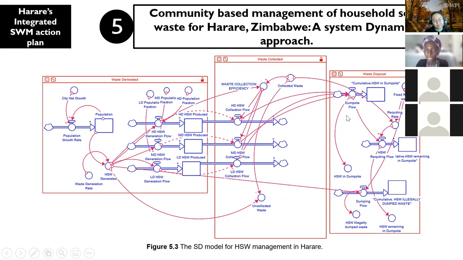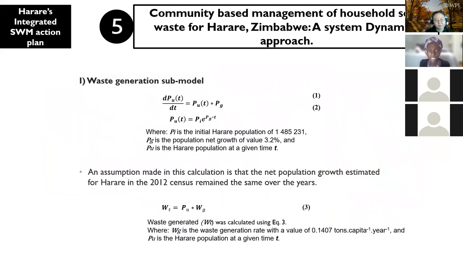So for the waste disposal, we just took all the waste that is collected. If it is not recycled, then it was also considered as illegally dumped waste, because we looked at the dump site. It's not sanitary. So still, even if the waste is collected, it's not being legally dumped. So all the waste that is remaining in the residual areas and all the waste that is not recycled was considered as illegally dumped waste in the model.